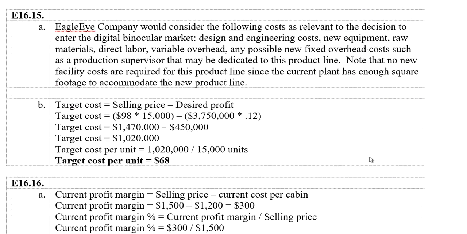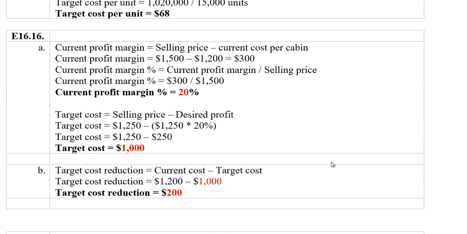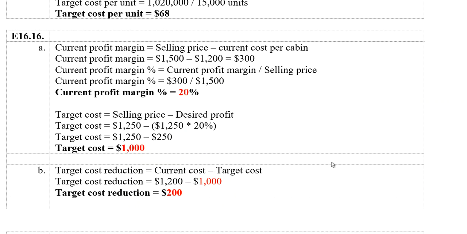Then we'll scroll down here to 1616. Now, this is a fun one. This is one where Rainbow Cruises has a question that they're trying to decide on.